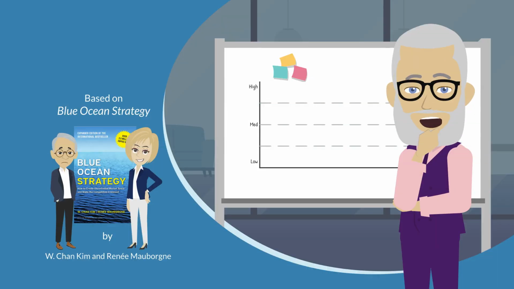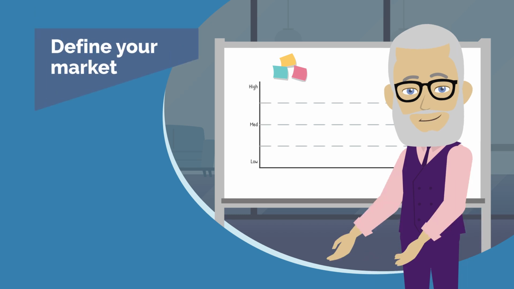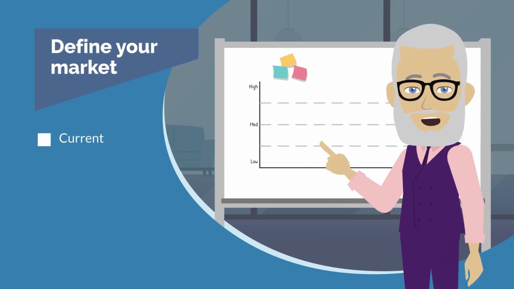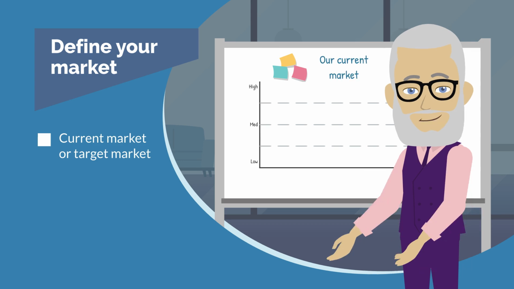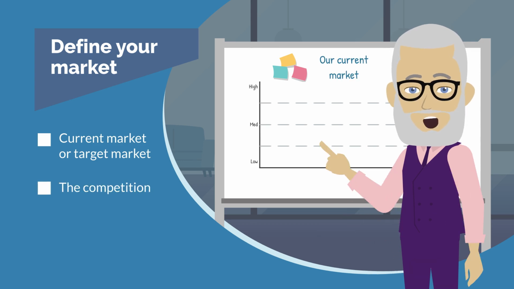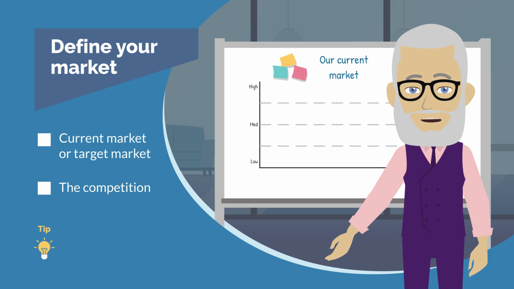So how do you go about using the strategy canvas? First, define your market. It may be the one that your organization currently operates within, or the target market of a new venture. Decide what competition will be included in the analysis. Ideally, you should include no more than 3 of your key competitors to keep the analysis simple.